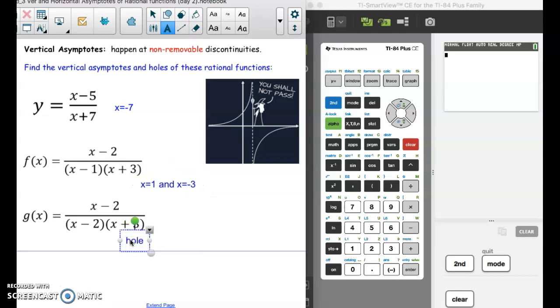This one we're going to have a hole at x equals 2 and a vertical asymptote at x equals -3. So these are both vertical asymptotes. I'll label that. You can have 1, 2, you could even have no vertical asymptotes.